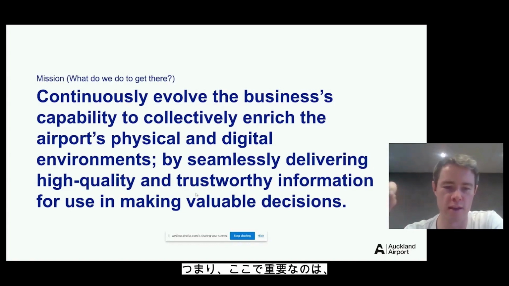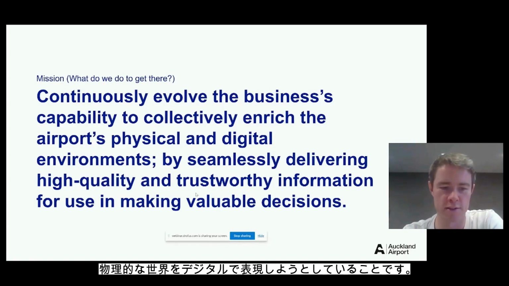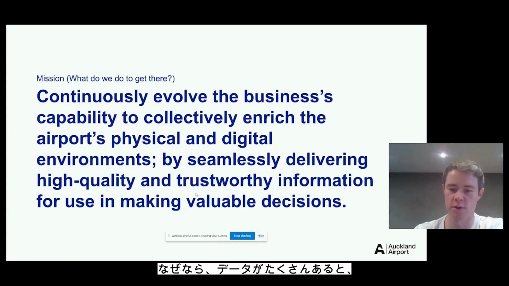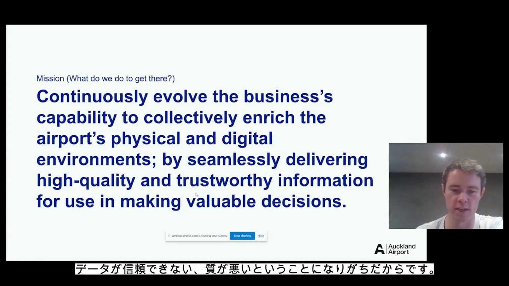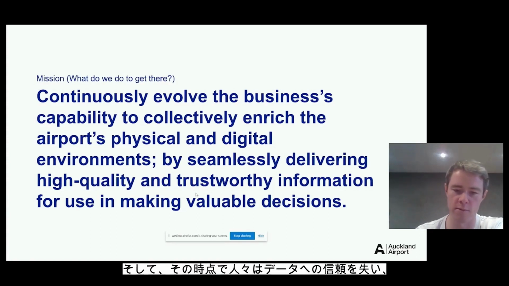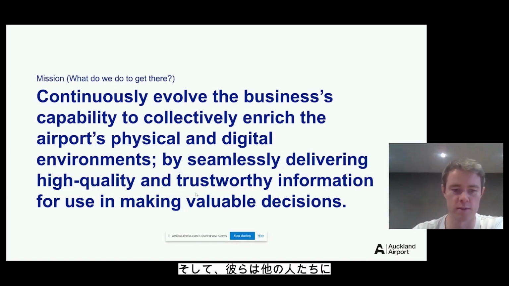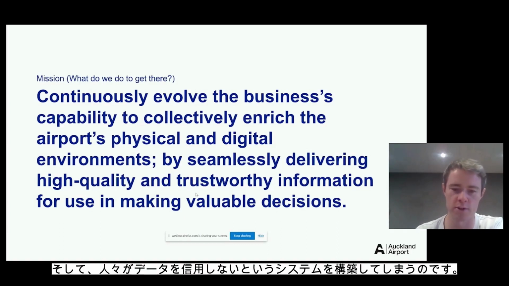So the key here is that we're trying to represent the physical world in a digital way, and we want to deliver this seamlessly with high quality and trustworthy information, because when you have so much data, it's easy for data to not be trustworthy and of good quality. And at that point, people lose faith in the data and then stop relying on it to make decisions. And then they'll tell other people that, hey, the system's not correct. And then you build up this system of people not trusting the data.